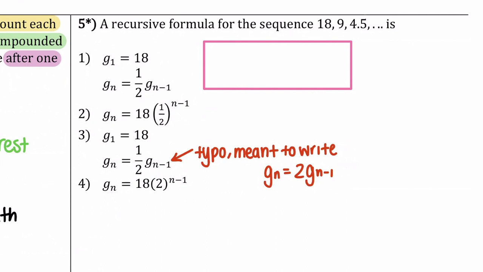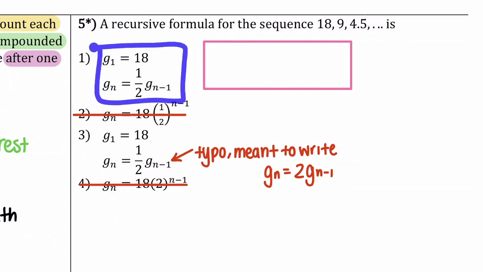So right off the bat, number 5, we have a recursive formula. So the moment that we see that phrase, we know for sure that a recursive formula includes 2 equations. So automatically, we can eliminate answer choice 2 and answer choice 4, because those are only singular equations, which represent explicit formulas, not recursive.